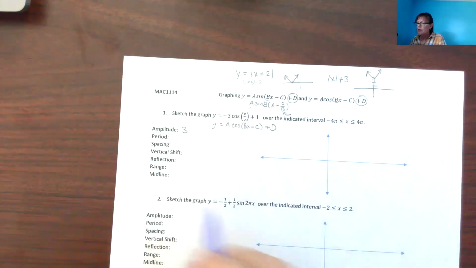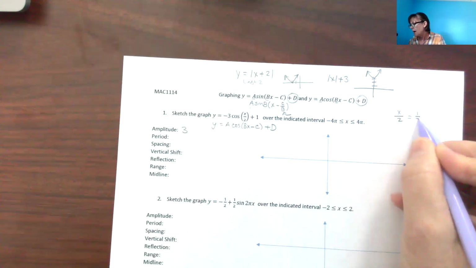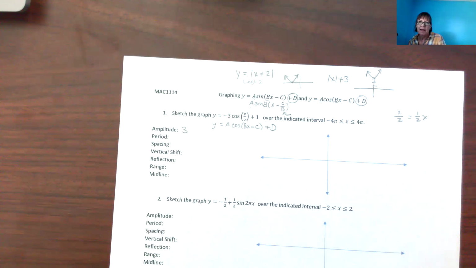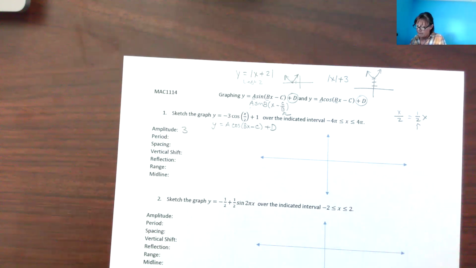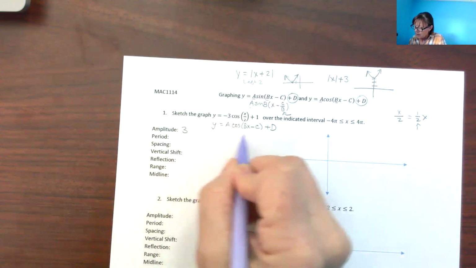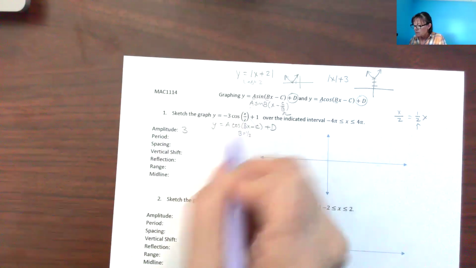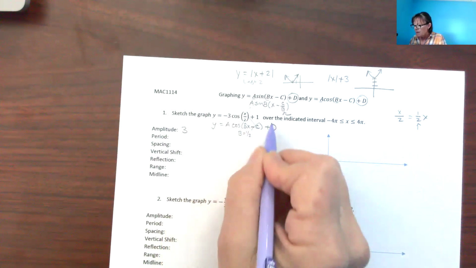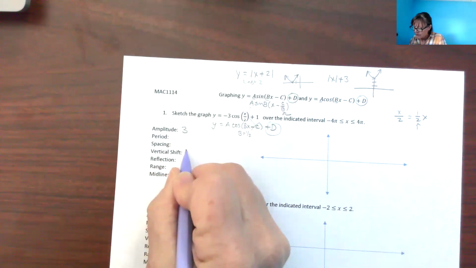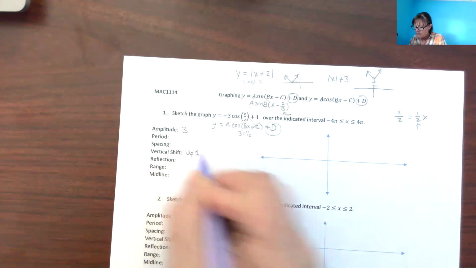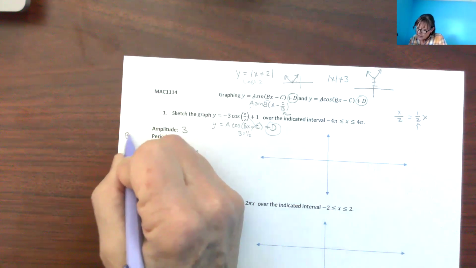Let's have this little discussion right here. X over 2 is the same thing as 1/2 times x. That means the same thing. So the value of b is 1/2. There is no c. C is 0. So there's no phase shift here. And then D is plus 1. So that means there is a vertical shift and it's up 1. All right. The value of B is 1/2.